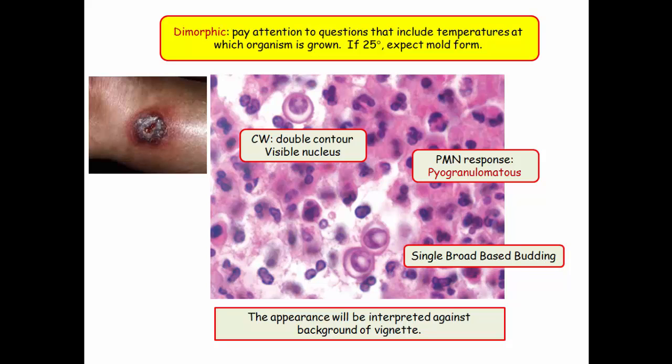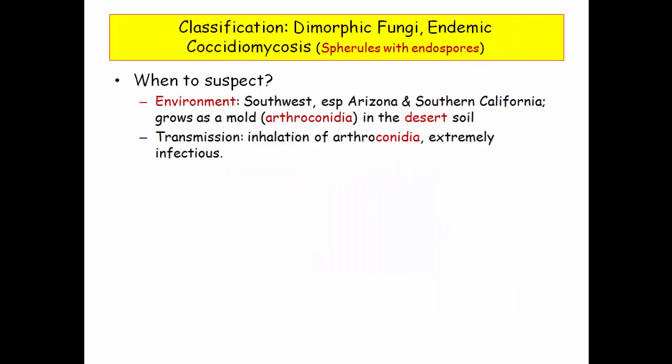And just as a reminder, watch the temperature. Same patient, but if they ask about the organism at 25 degrees, there will be no budding. They are looking for mold and/or conidia. Pay attention to the temperature on a fungus question. It means something. So that's histo and blasto. One more dimorphic organism, the coccidioides.